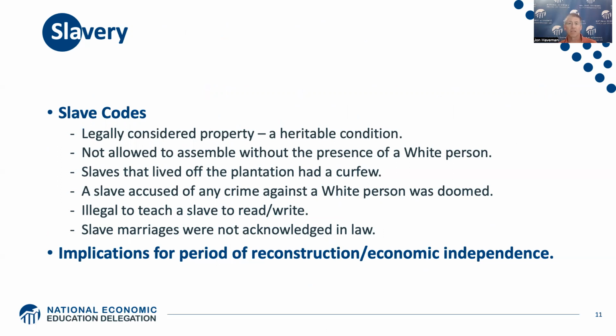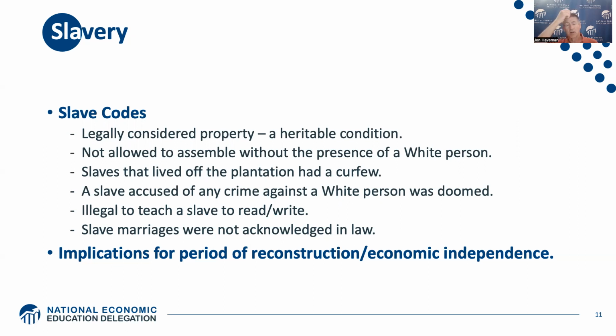Slaves were not allowed to assemble without the presence of a white person. This is for obvious reasons, right? If they assemble, they can plan mass escape and cause difficulties for the white slave owners. Slaves that lived off the plantation had a curfew. A slave accused of any crime against a white person was doomed.